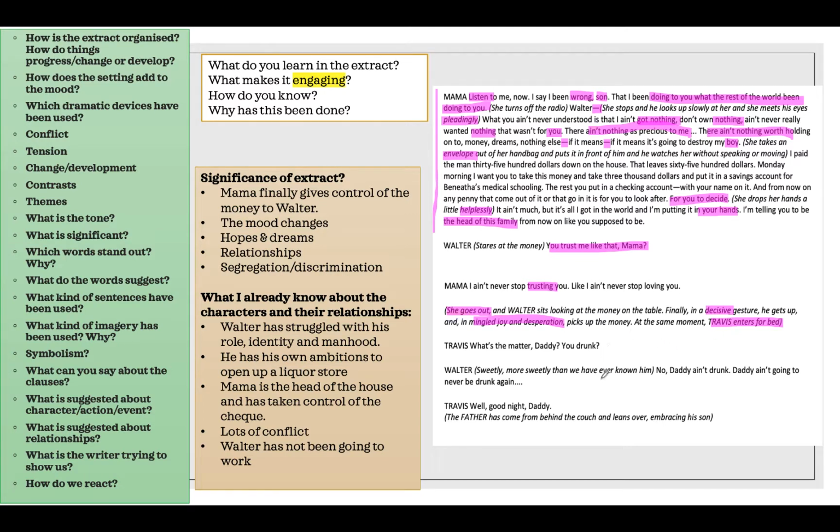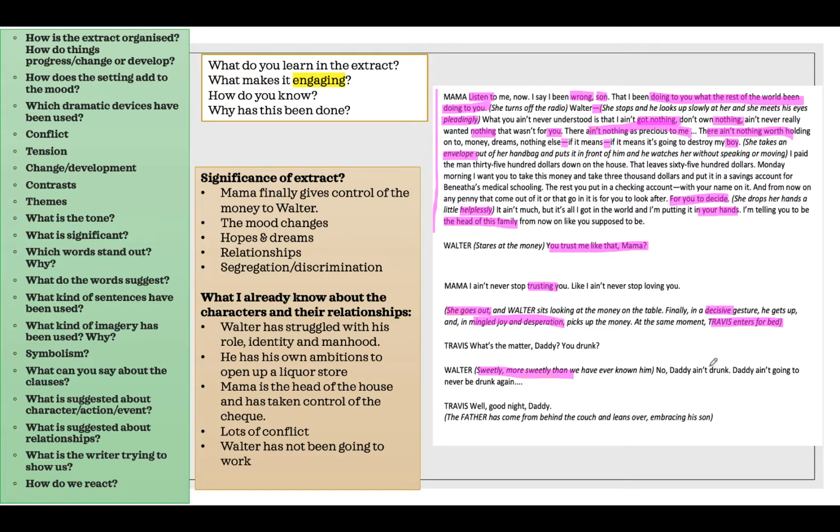And then we have this interaction between them. And think about how the tone has significantly changed since the beginning. So the stage directions: "sweetly, more sweetly than we have ever known him." This is a dramatic transformation in Walter, and it's very significant that it's his son that receives this, because he wants to be a good role model for his son. He wants to be somebody that his son can look up to, and that's very, very important for him in terms of his role within the family, but also for his own ideas of manhood.